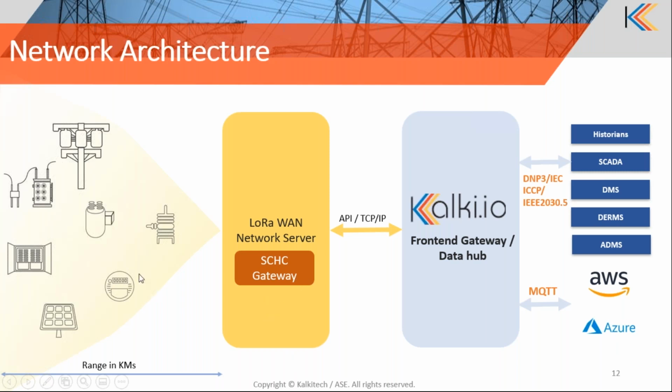For the devices which support native protocols like DLMS, Kalki can make use of the SCHC gateways provided either by a third-party provider, or by the LoRaWAN network server as an additional stack, to transfer the communication payload, like DLMS or other application protocols, over LoRa using the SCHC gateway. So this is how the overall network architecture will look.